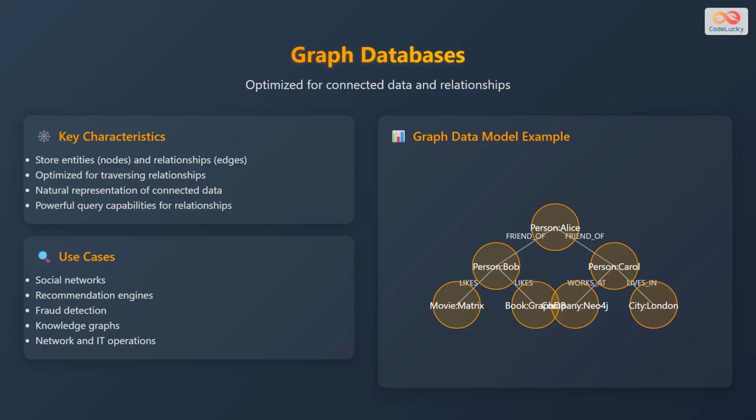Graph databases are used in social networks, recommendation engines, fraud detection systems, knowledge graphs, and network and information technology operations. Here is a graph data model example. There are person nodes, movie nodes, book nodes, company nodes, and city nodes. There are edges like friend of, likes, works at, and lives in.